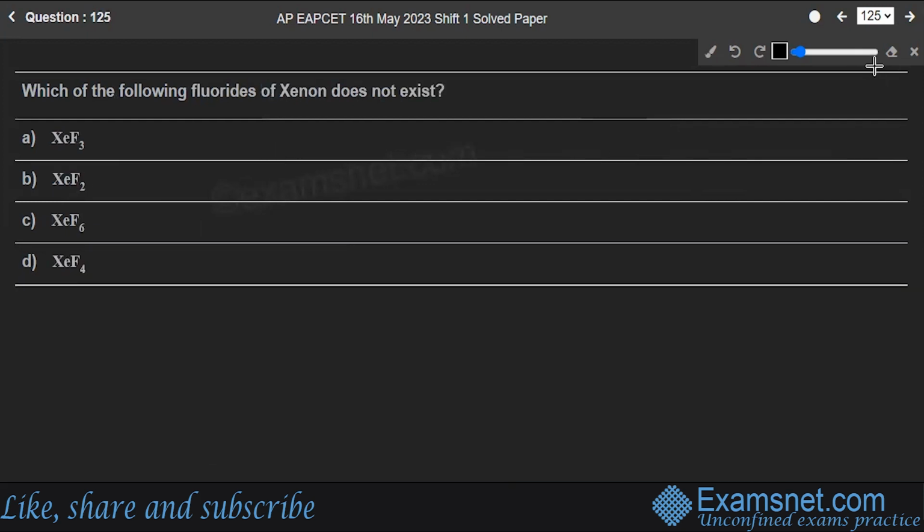Next is question number 125. Which of the following fluorides of xenon does not exist? You have XeF3, XeF2, XeF6, or XeF4. Among these, option A does not exist. Among all the given fluorides of xenon, only XeF3 does not exist. It is because it would form an odd electron species, which is highly unstable. So option A is the right answer.